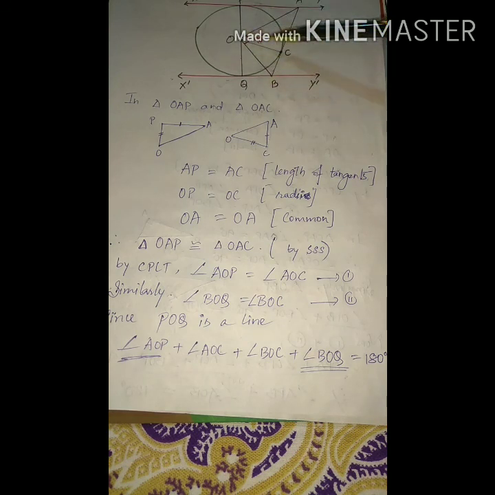AOC plus BOC, that means the sum of these two angles is what? We can write AOB. So in place of AOC plus BOC we can write AOB. So therefore AOB equal to 90 degree. So the question is not complete here, the solution is not complete here, so you have to complete this result. Is it clear? Okay.